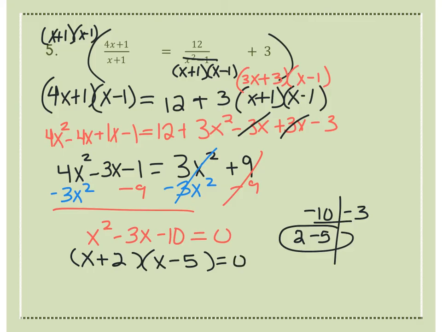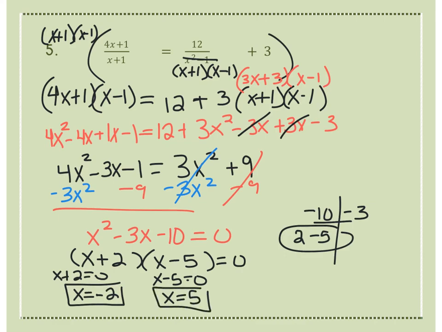Set each one equal to 0. X plus 2 equals 0. X equals negative 2. X minus 5 equals 0. X equals 5. I always look at my questions and I look at my denominators to see where my asymptotes or my holes were, and neither one of these were asymptotes or holes, so these are my solutions.